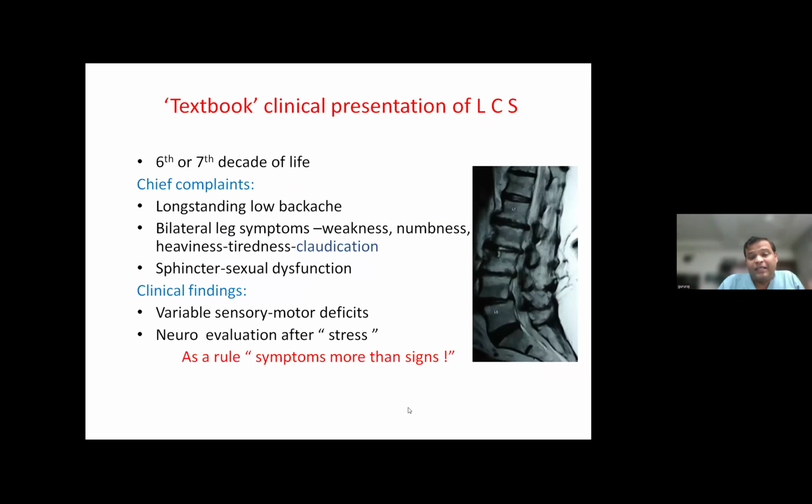So what are the clinical presentations? The chief complaint in these patients is long-standing back pain. Usually it starts with back pain, and then slowly the back pain can reduce or continue to worsen, and then they start having bilateral leg symptoms. The main thing is they start with claudication. Sometimes they can have radiculopathy. Then they start showing numbness, heaviness, tiredness, and the last thing they develop is weakness. Sometimes they can suddenly present directly with weakness.